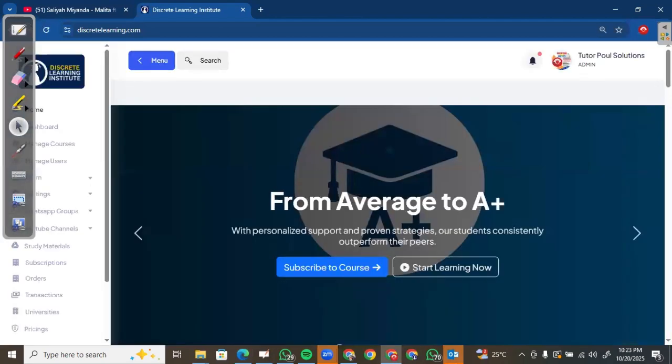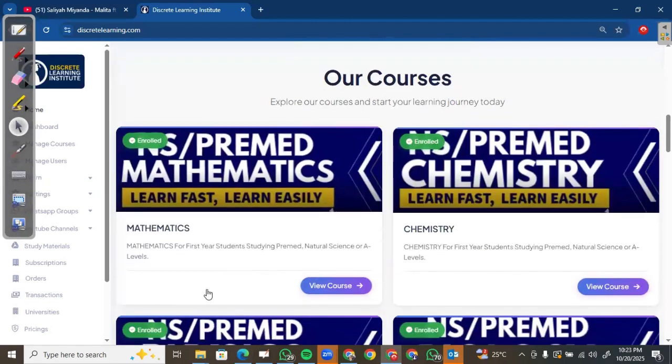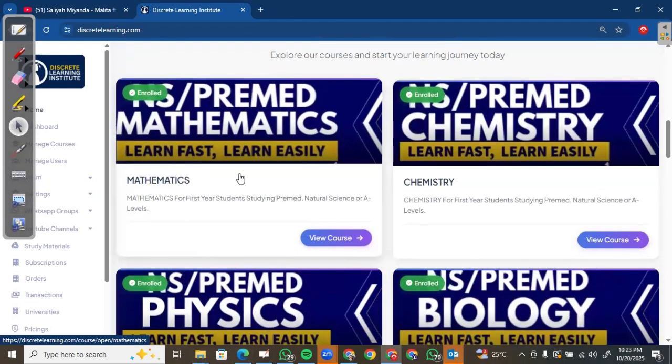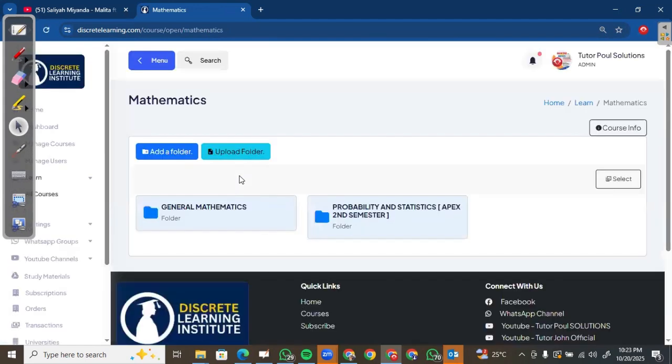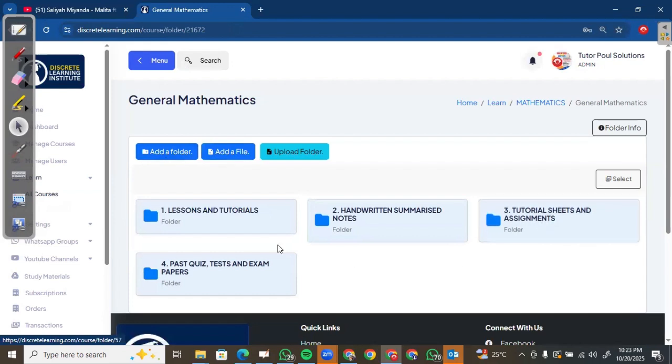Okay, so you can see this is the website. You can also access it from the app for those who have Android, right? So when you open this math course, this is mathematics, okay? You guys are in first semester, so you go in general mathematics here. So next year, when you be in second semester, you'll be using this folder here. So you open this general mathematics, okay? You're going to find 4 folders.